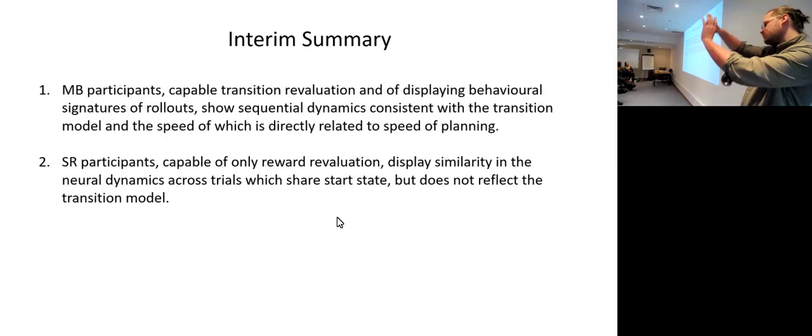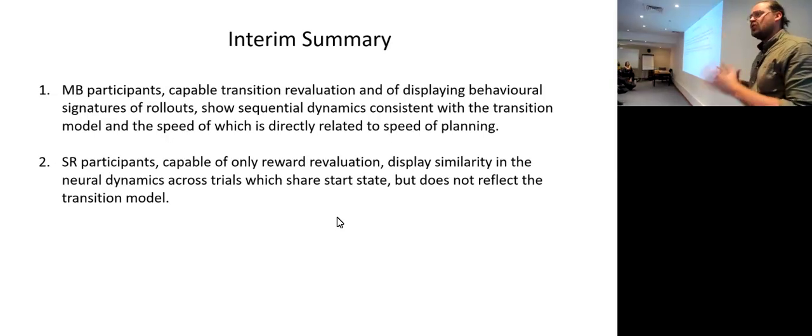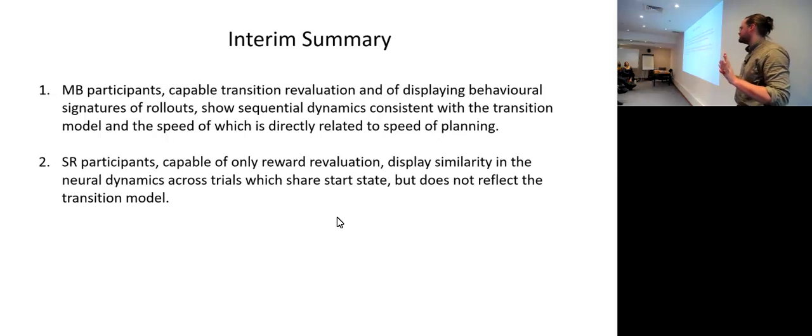In the SR, we do see a diagonal that's above 0 when we compare the n minus n, but it doesn't look like there's any sequential information inside their planning, and we don't really know what's going on with the SR. But I think for the MB, it's very, very clear, both behaviorally and neurally.